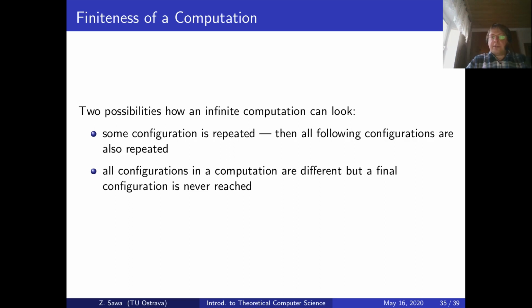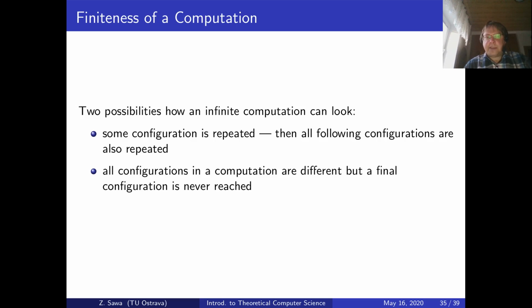Okay, so let's go now to the second part of the proof, where so far we proved that nothing bad happens during the computation, but this argument so far does not ensure that the computation will really halt. So in general, when we consider some arbitrary algorithms, there are basically two possibilities of what can happen when an algorithm does not halt.